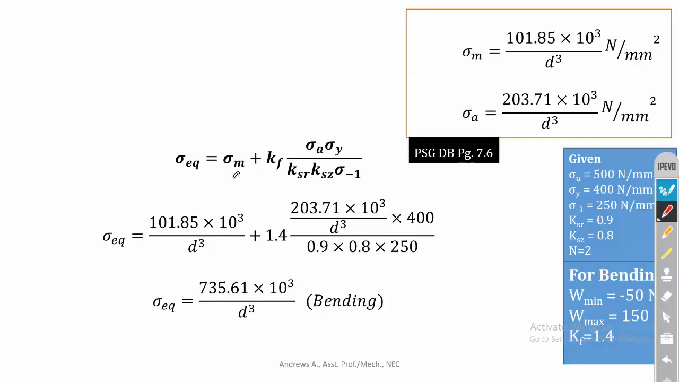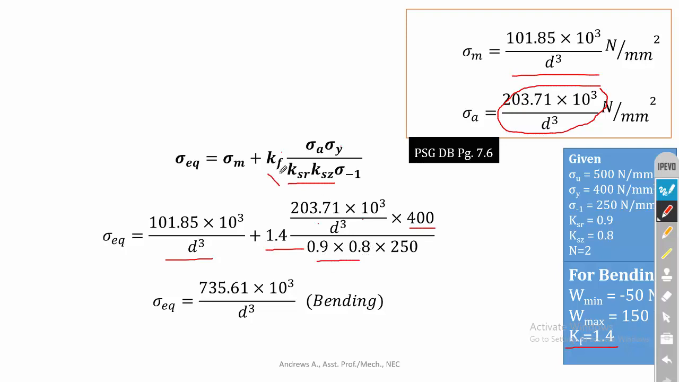Now we can substitute everything in this equation. Sigma m we have calculated, it is 101.85 into 10 power 3. I have substituted it. Kf is given in the problem, you can see that it is 1.4. Then sigma a we have calculated, it is 203.71 into 10 power 3 divided by d cube. Sigma y is the ultimate strength, it is given in the problem. Then KSR and KSZ are given, it is 0.9 into 0.8.